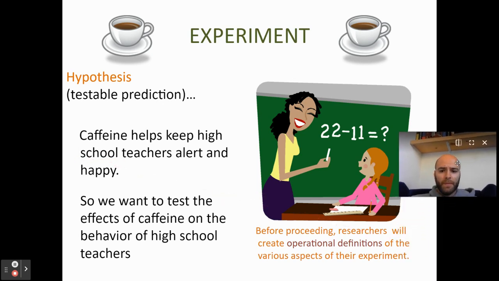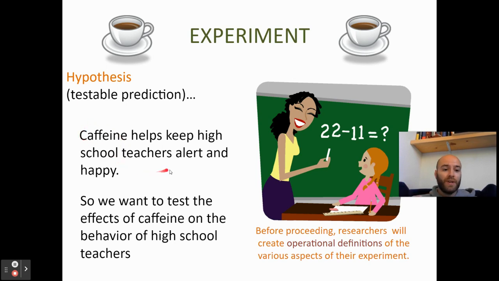So before we can do this, we need to create operational definitions of the various aspects of the experiment. So remember, we talked about this, touched on this a video or so ago. Operational definitions are extremely important so that research can be replicated and that the conditions are the same each time. So operational definitions for this situation: we would need to operationally define caffeine, what that looks like. Is it a caffeine pill? How many milligrams of caffeine? Is it just a cup of coffee? Is it 2 cups of coffee? We need to operationally define caffeine.